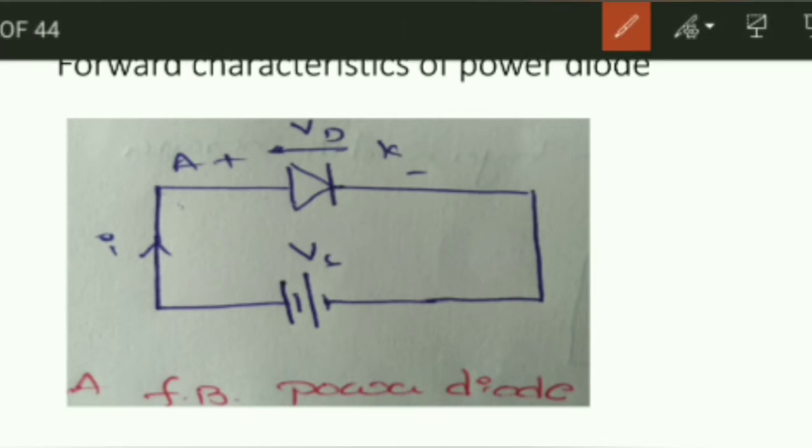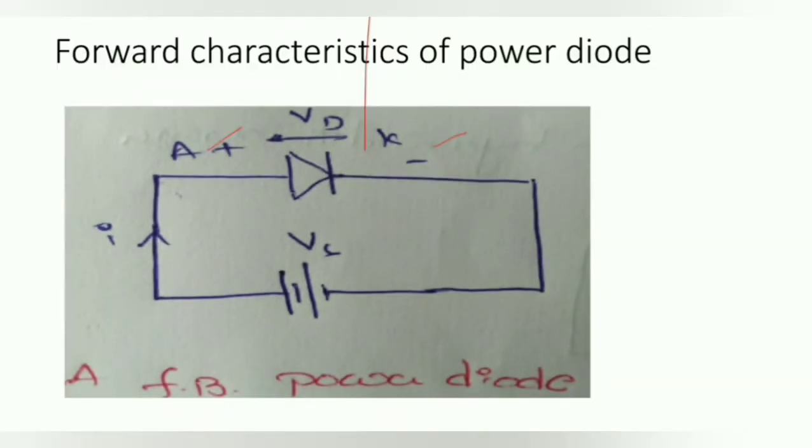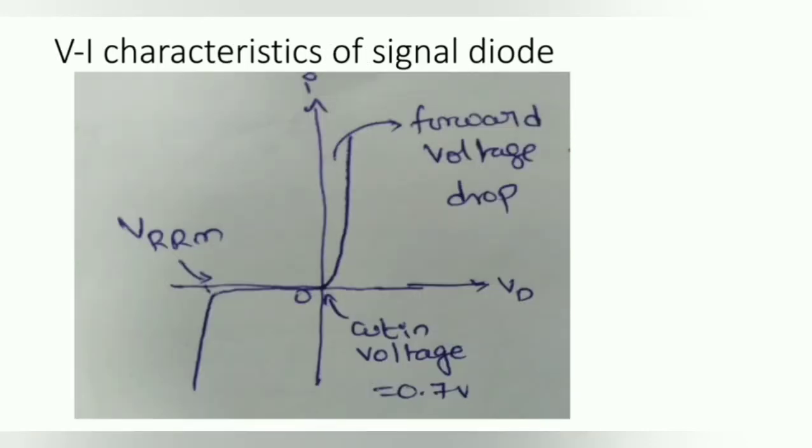In order to get forward characteristics, when the anode is positive with respect to the cathode, the diode is said to be forward biased. With the increase in the source voltage from zero, initially the diode current is 0. From Vs equal to 0 to the cut-in voltage, the diode current is very small.